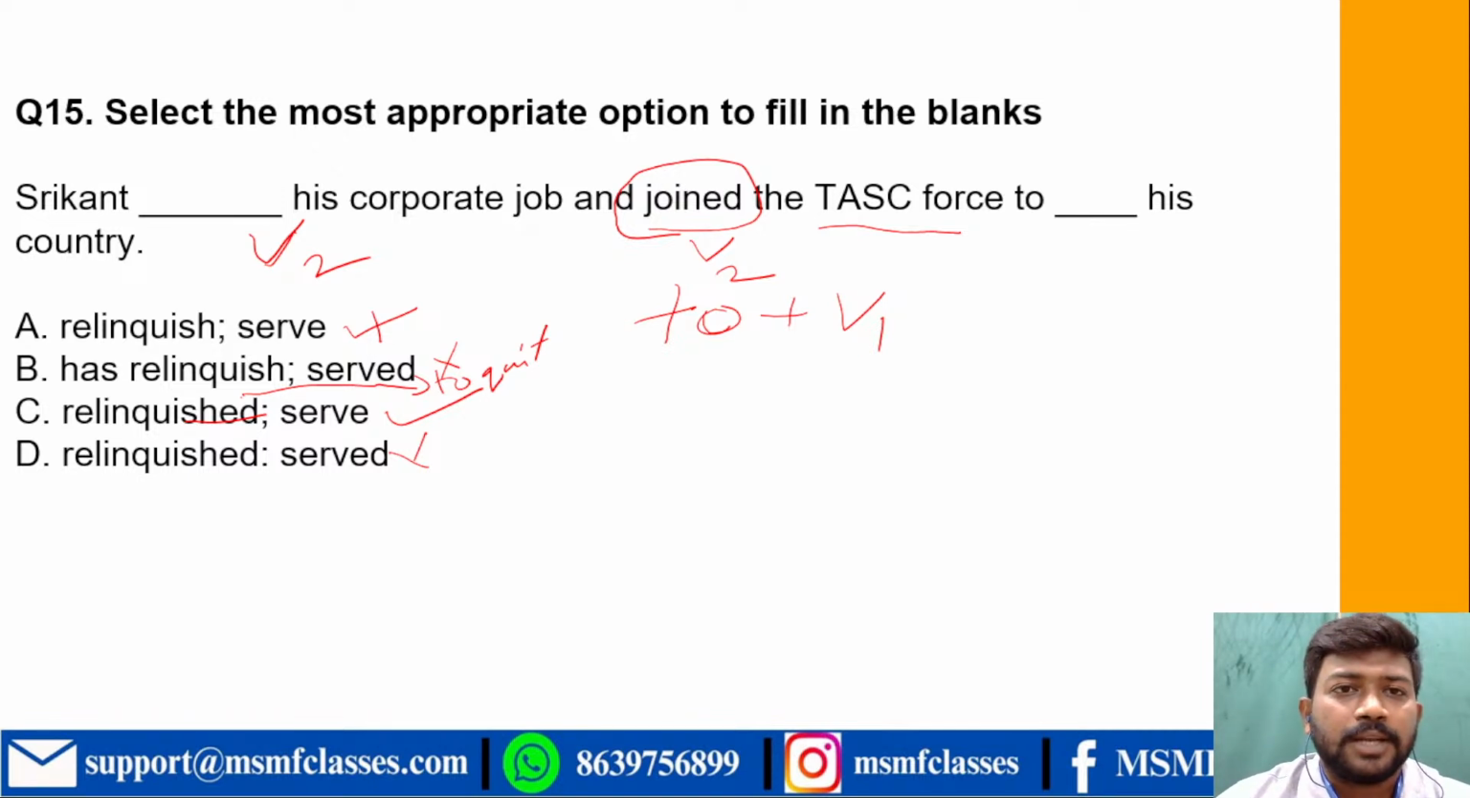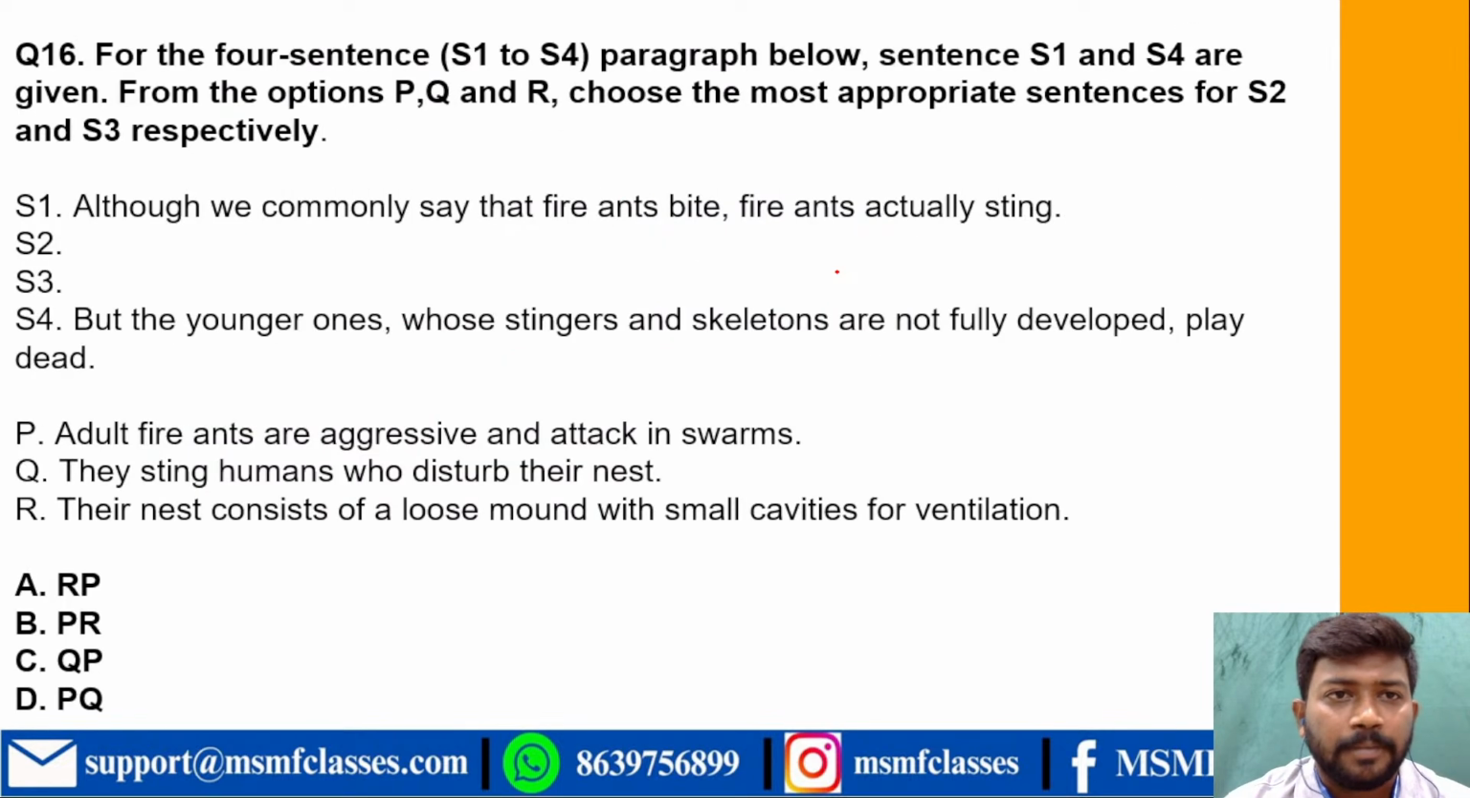So Srikanth relinquished his corporate job and joined. So here V2 is joined, and the same way I have to use relinquished also, so that must be in V2. Then after the TASC force 2, after 2 we must use V1, to serve his country. This is the correct option. Of course, Gautam has given the correct option here, option A. Nice. Now let me move to the next question.